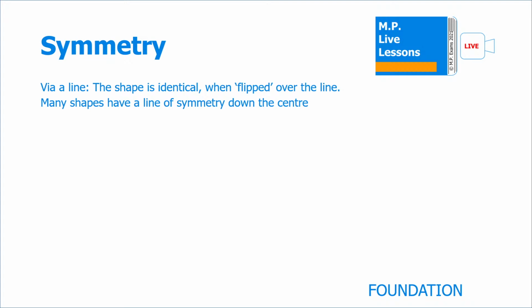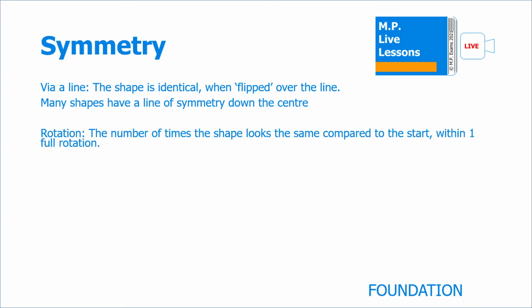Now, another way you could look at symmetry is rotation. So this is the number of times the shape looks the same when compared to the start, within one full rotation. For example, if you had a square and you rotated it, it would look the same 4 times when you completed one full turn, one full 360-degree turn.